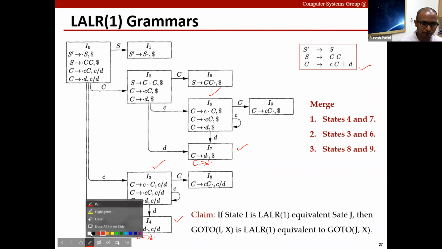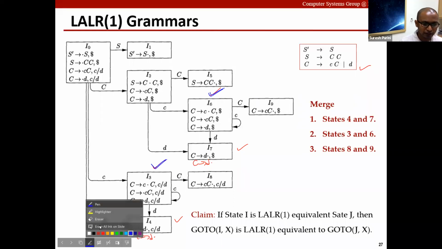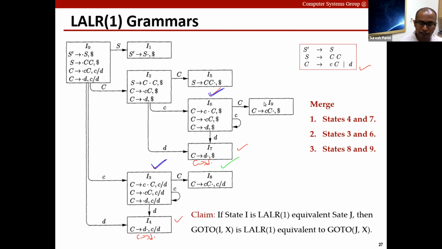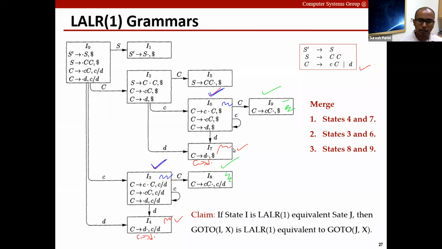Let me use a different color maybe. Yeah. So state 3 and state 6, they have the same color, they are the same. And then similarly, state 8 and this one in green color, this is green, this is green. So these are all equivalent states. What we would like to do is merge these states.